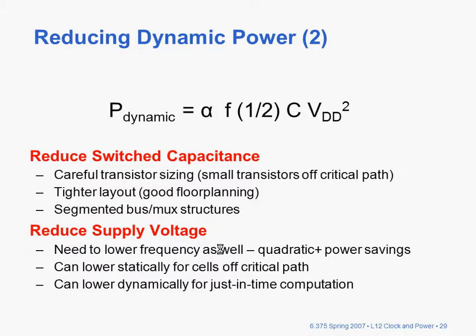Make smaller ones off the critical path, so that's less capacitance. Tighter layouts, which means good floor planning, and segmented buses and mux structures, so those often would have a buffer on them. Reduce power supply voltage, in which case you may have to lower the frequency as well, but you can lower it statically for cells that are off the critical path, and perhaps lower dynamically the power supply voltage for just-in-time type of computation.